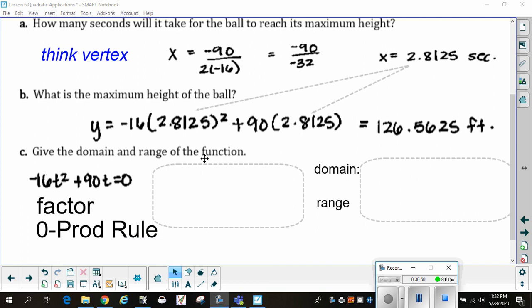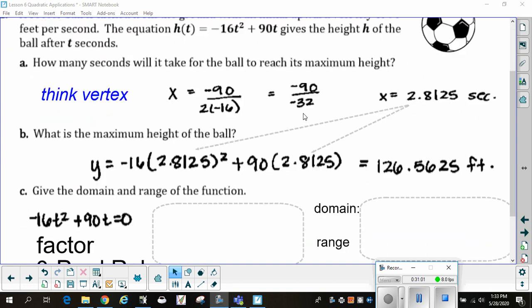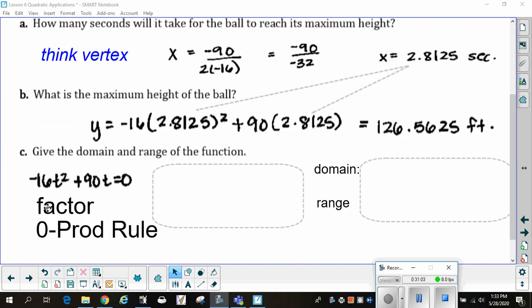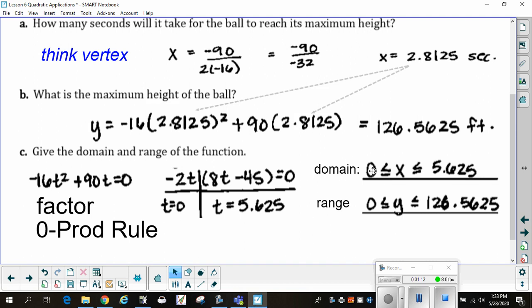Give the domain and the range of the function. Now remember that kicking the ball, I can't kick it before I've kicked it, and once it hits the ground, it's down, it's not going anywhere. It's limited. So, factor and zero product rule. All right, I've got my two zeros. So my domain, 0, so I can't kick it beforehand, is less than or equal to x, is less than or equal to 5.625. That's the time, that's how many seconds later it hits the ground.